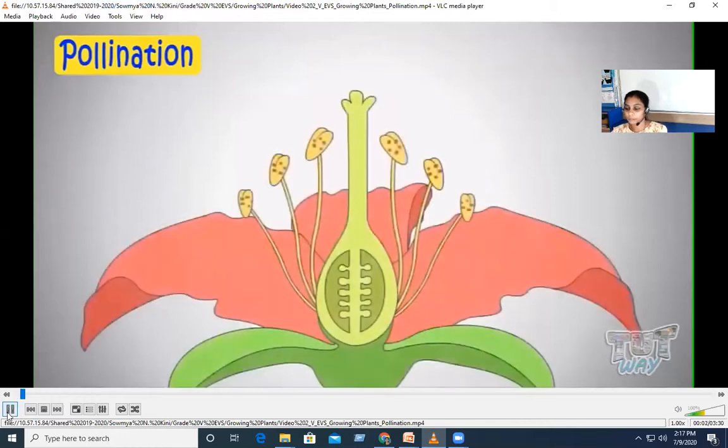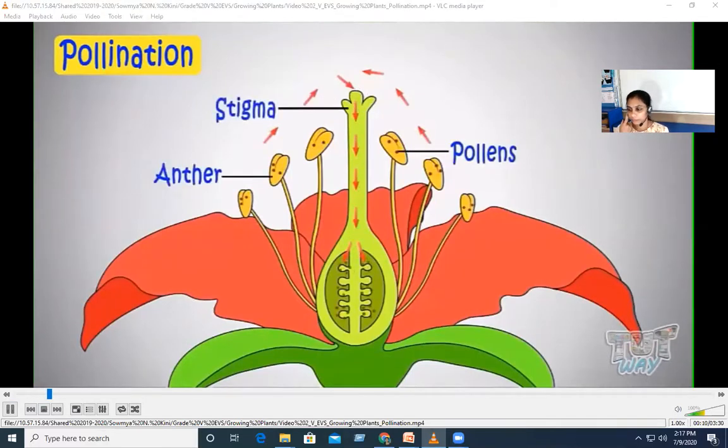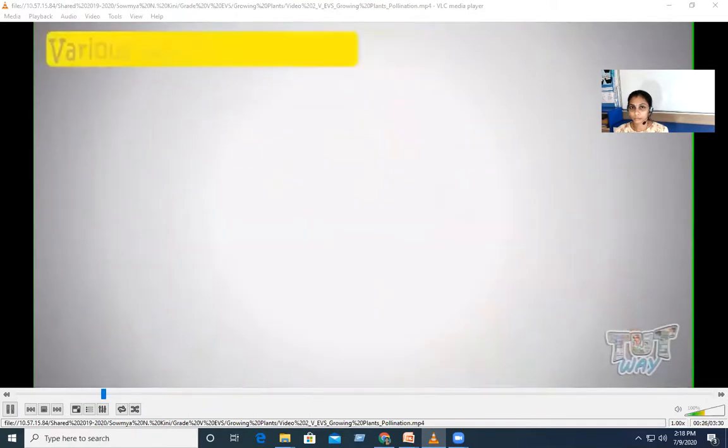Is a process by which pollen is transferred from the anther, that is the male part, to the stigma, which is the female part of the plant, thereby enabling the fertilization and reproduction in turn. Now let's see how pollination occurs, or how pollens reach stigma. There are various ways. How do pollens reach the stigma?